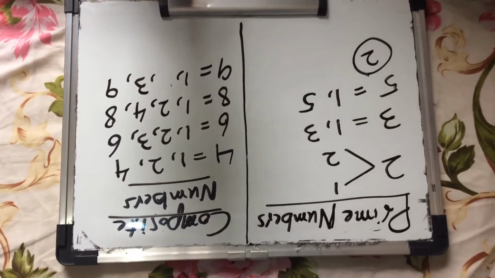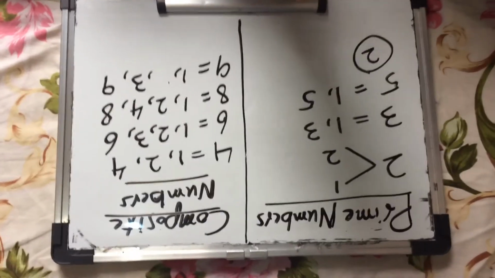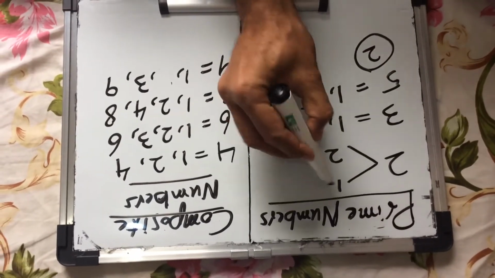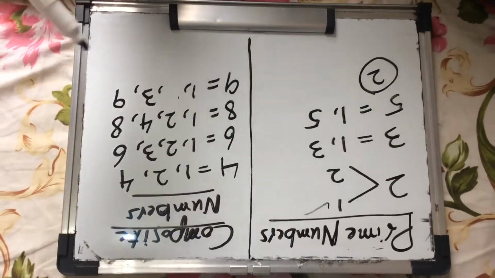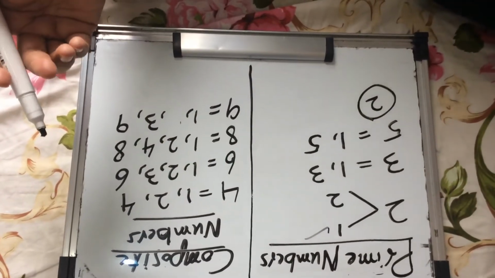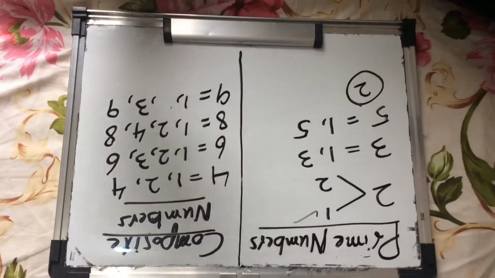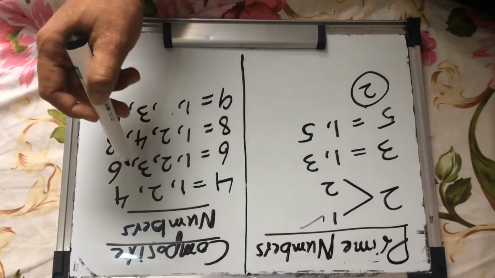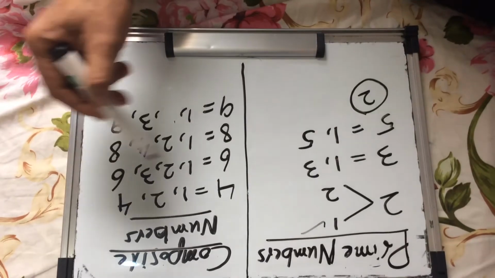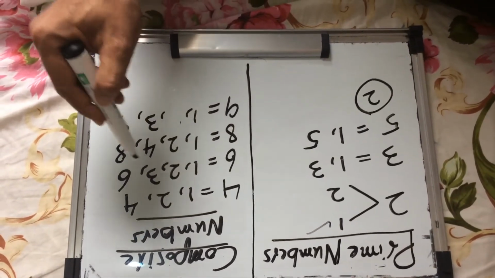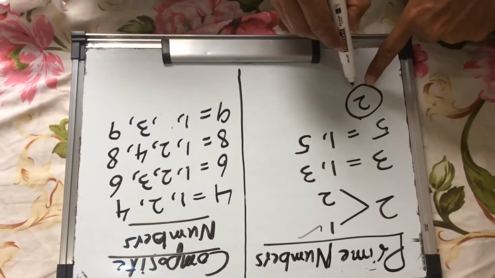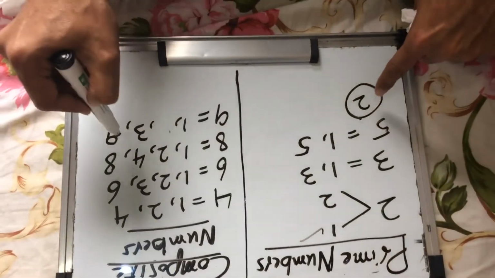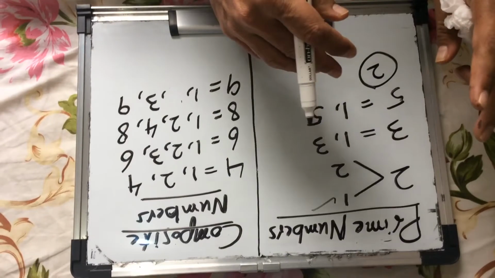So it means that prime numbers have only 2 factors, 1 and itself. And composite numbers have more than 2 factors. They can be divided by more than 2 numbers. Like 4, how many factors does it have? 1, 2, 4. 6: 1, 2, 3, 6. So prime numbers have how many factors? 2 only. And more than 2, composite number. This is the basic difference.